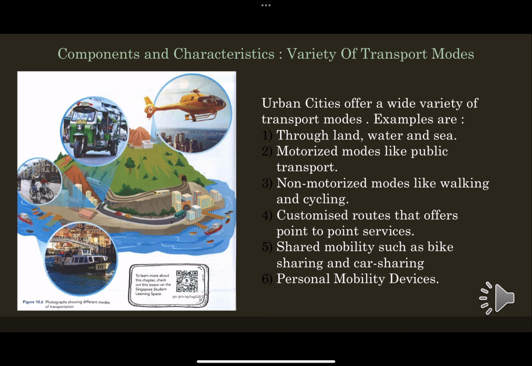For bike and car sharing, we can actually refer to them as more environmentally friendly and more land-conserving modes of transport. And finally, there is also an increasing trend of people having personal mobility devices.